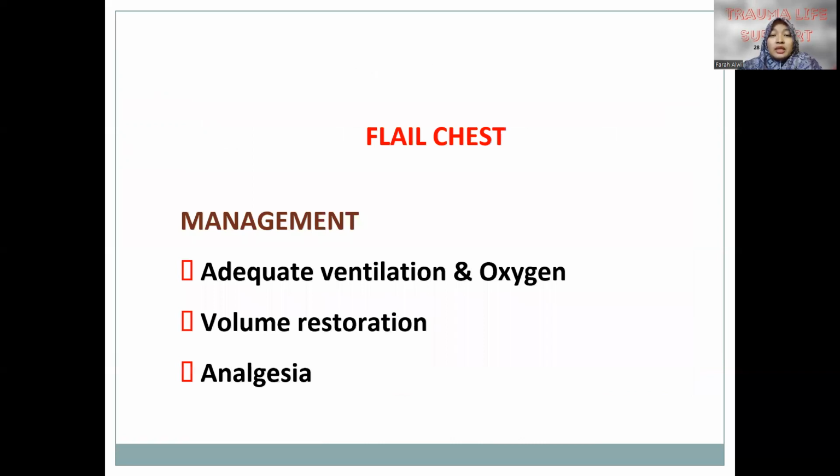All right, so the management of flail chest is basically to make sure of adequate ventilation and also oxygenation, hydration, volume restoration and analgesia. It's painful because the ribs are moving around. You have to make sure you give adequate analgesia.